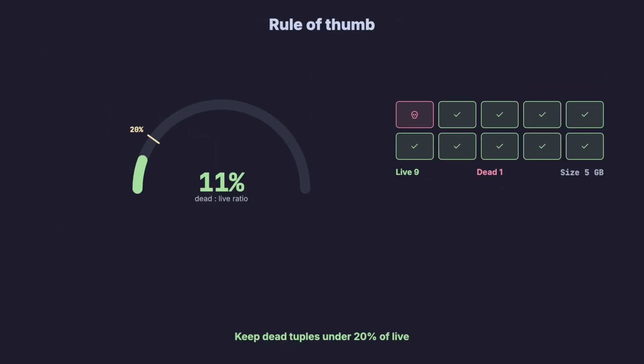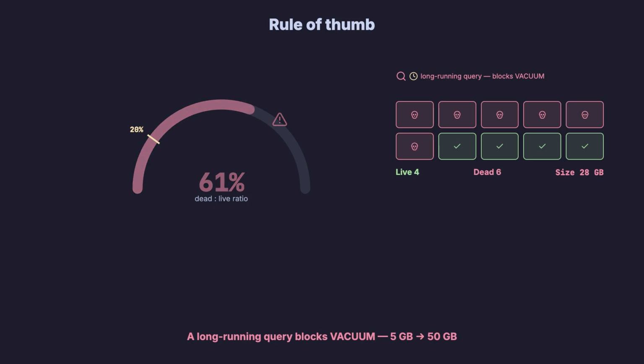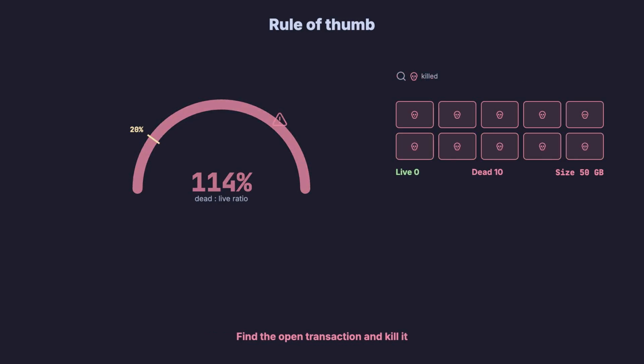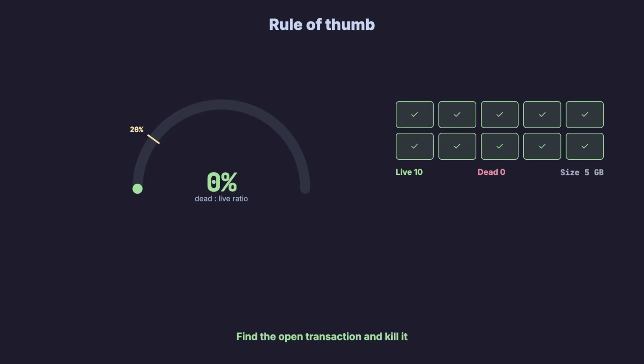The production lesson is straightforward. Monitor dead tuple counts aggressively. In Postgres, set autovacuum to run more often than the default. Lower the scale factor so it triggers before dead tuples exceed 20% of live ones. Pay special attention to tables with frequent updates and the presence of any long-running queries. A single forgotten query can halt vacuum and balloon a 5 gig table into 50 gigs in hours. If you see a spike, find the open transaction and kill it.